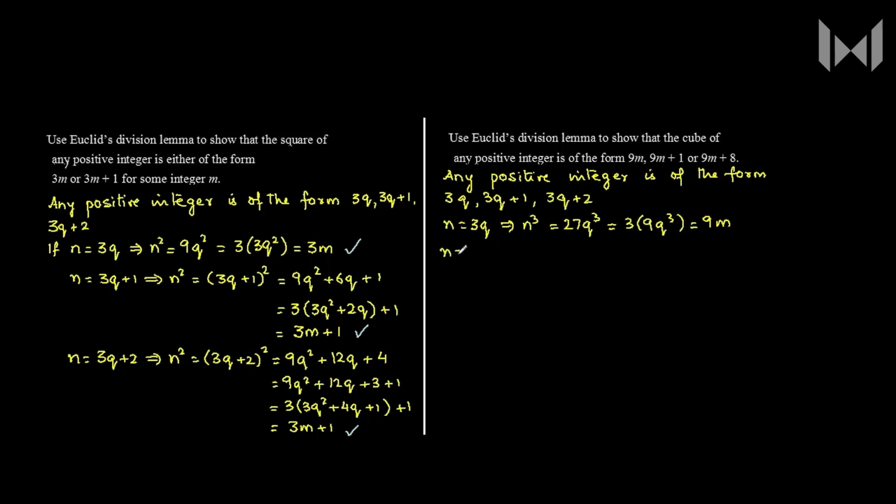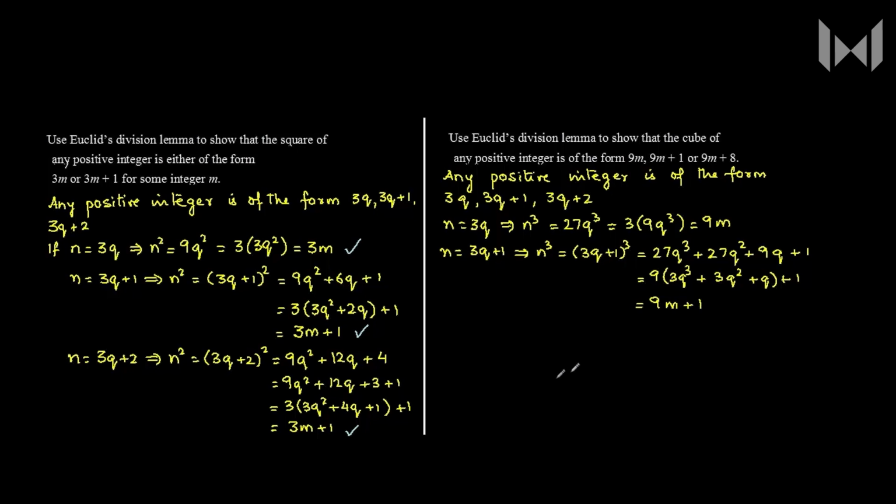Now if we talk about n is equal to 3q plus 1, it implies n cube is equal to 3q plus 1 the whole cube. Now we apply the formula of a plus b the whole cube, so we have a cube plus 3a square b plus 3ab square plus b cube. That's 27q cube plus 27q square plus 9q plus 1. Now we get 9 common from the first 3, so it is 9 times 3q cube plus 3q square plus q, plus 1. And this results into 9m plus 1.